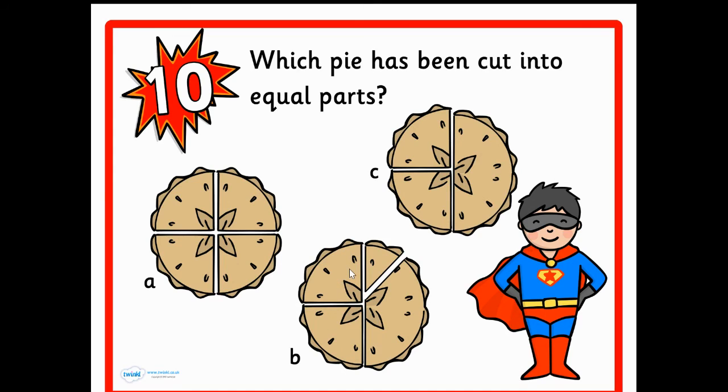Now, B is split. We've got 2 equal parts here, but I'm not so sure that this is an equal part. This isn't the same as it is a smaller slice. This is a really large slice, so that's definitely not equal parts. They're not the same size.